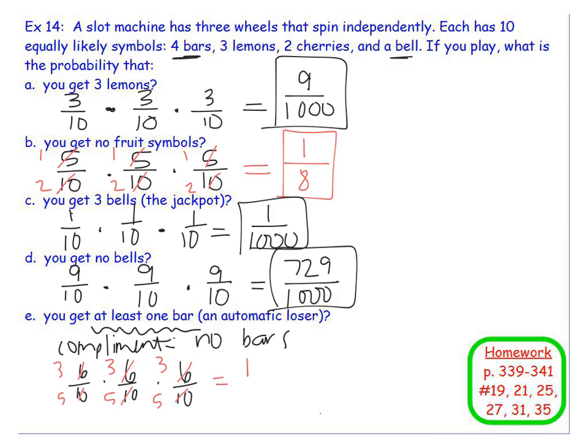So we have 9 out of, wait a minute, no. Ooh, Miss Simon can't multiply today. 3 times 3 times 3 is 27. Out of 5 times 5 times 5 is 125. But we used a complement. So we need to take 1 minus 27 out of 125. Use your calculator, subtract, put it back into a fraction, math, enter. You're left with 98 out of 125. And that's the end of this lesson.